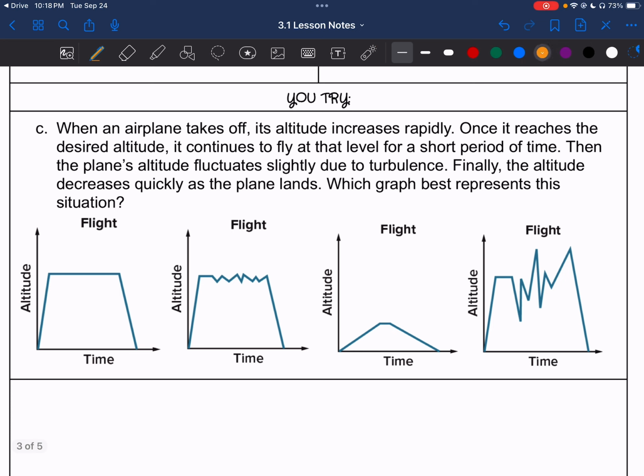Well, let's highlight each of these specific scenarios. In the first one, we increase rapidly, and then we just fly steady. There's no increase, no decrease, and we come back down. That doesn't really match the description of what we had.